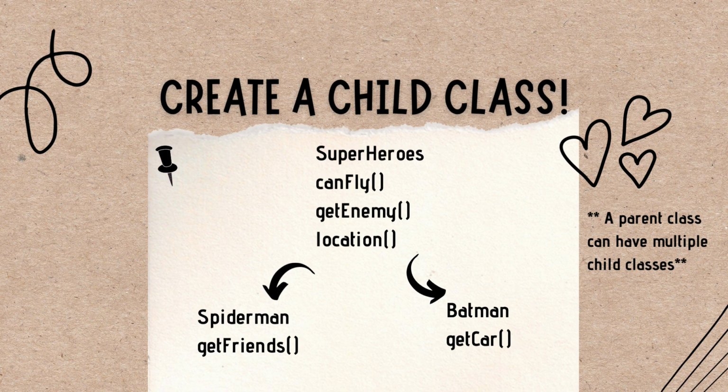So now Spider-Man has all the functions, can fly, get enemy and location, but it also has get friends, which is what we wanted. And then we also have Batman, which also has all the methods from the superheroes original class, but also has the additional method get car.